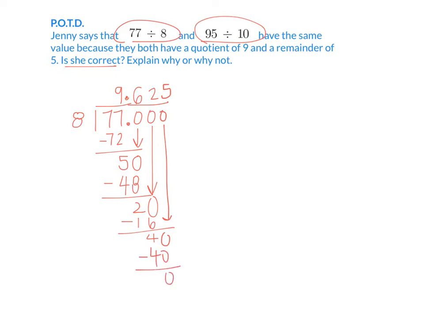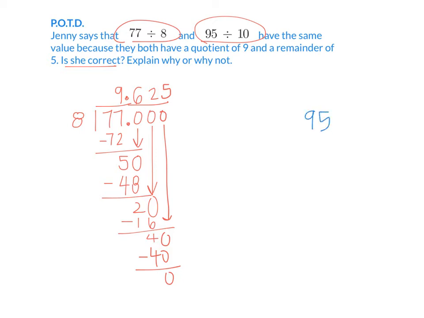So that remainder of 5, the quotient was 9, right? And the remainder was 5. What was the value of that remainder? 625 thousandths. Okay? Now let's try it for the other problem.